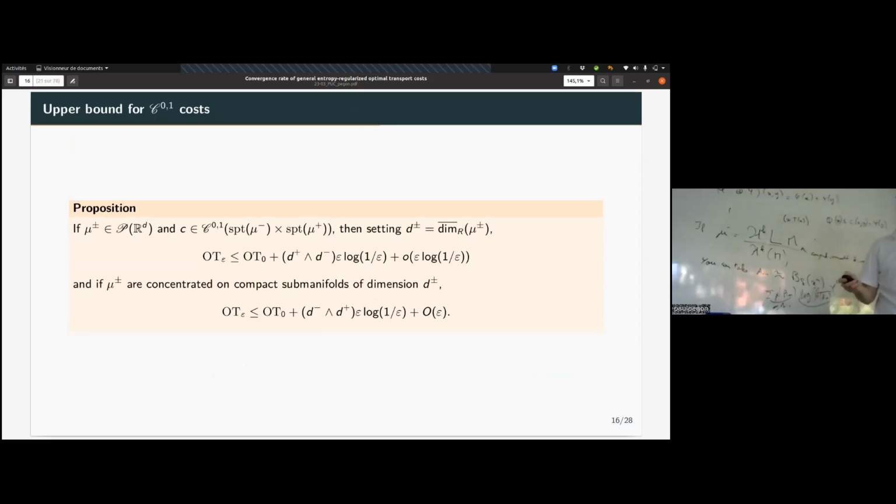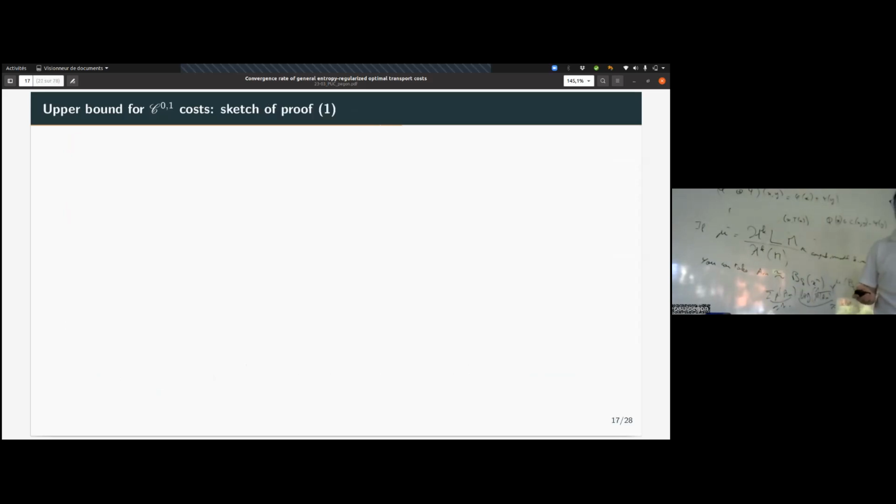Okay, and so the proposition is this. OT epsilon is controlled by OT0 plus this epsilon over epsilon. And in front of it, the dimensional constant is the minimum of these upper entropy dimensions, the minimum of the two, plus a little o, and you can make this little o a big O of epsilon when your measures are concentrated in this case. Okay, and the idea, as I said, is very simple.